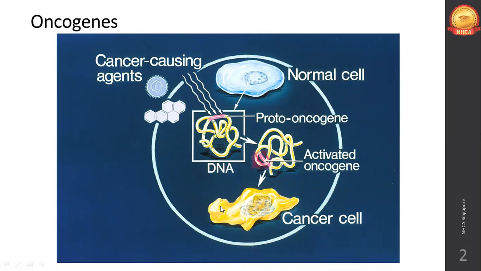a part of the healthy DNA will become an oncogene. Because genes come together and form a DNA, right? So one part of a healthy DNA, a healthy gene, will convert itself into an oncogene. Oncogene means cancer causing gene. And from that oncogene, because of the presence of that oncogene in the DNA, which is now activated, the normal cell becomes a cancer cell.